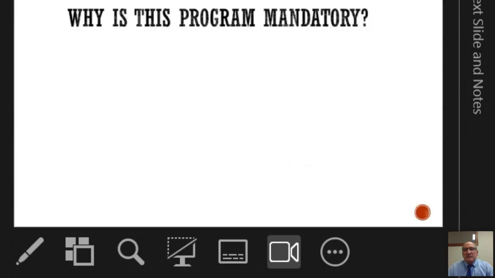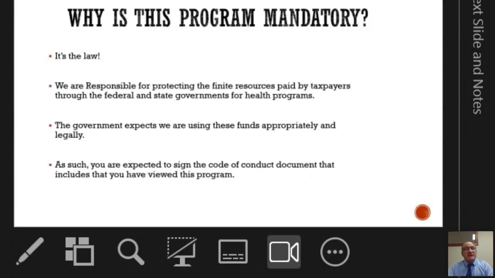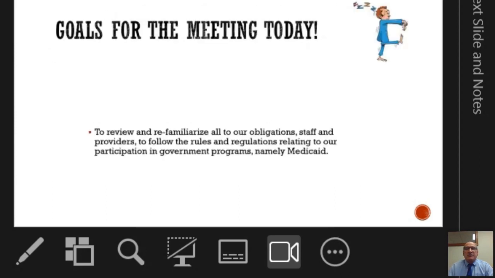So why is this program mandatory? Well, frankly, it's the law. We're required to do this at least once a year after your new employment. And ultimately, because we're all responsible for protecting the finite resources paid by taxpayers through the federal and state governments for health programs. The government expects us to do our part to help these funds be used appropriately and legally. As such, we're going to ask you at the end of the program to sign a code of conduct that includes that you viewed this program and appreciate the importance of this program.